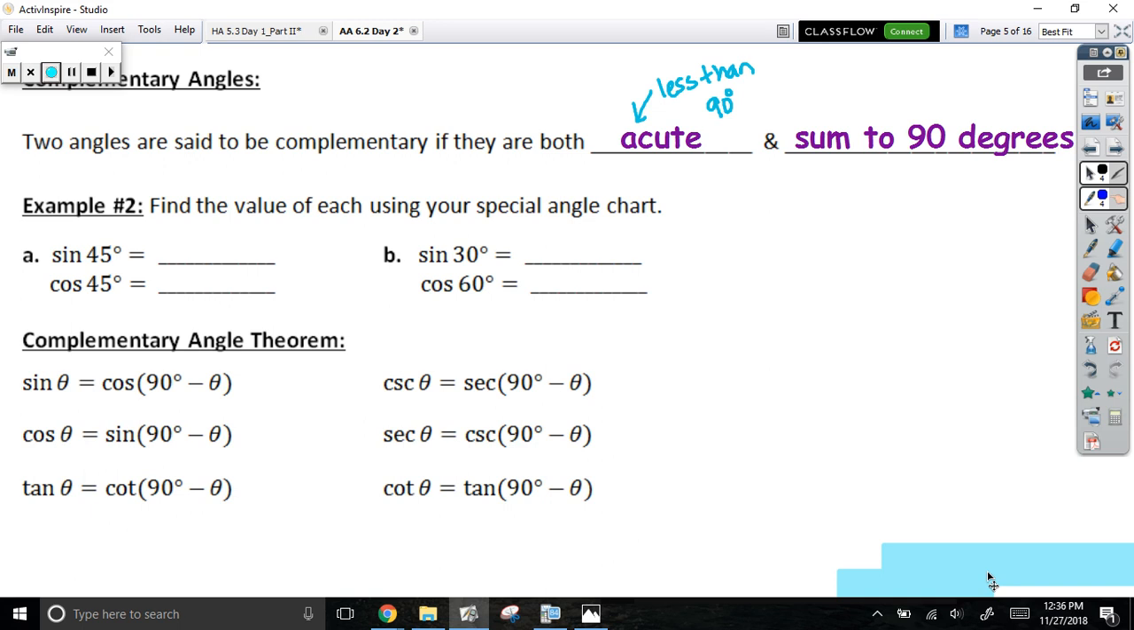All right, now I want you to grab your formula sheet and flip to the back of it with this chart. Now, this chart is really user-friendly because you have degrees in one column.